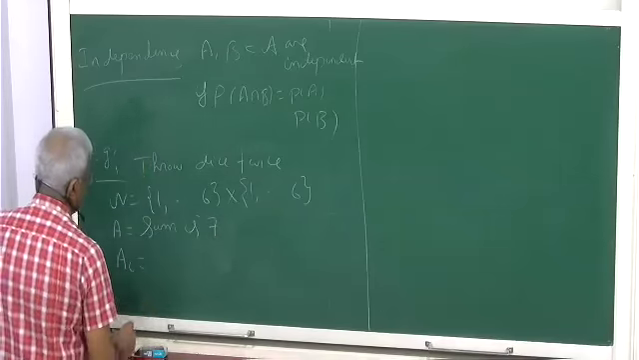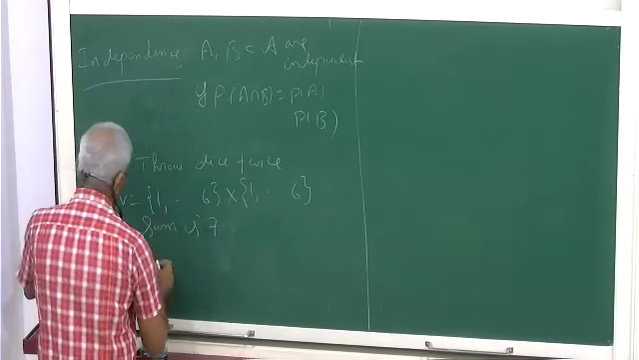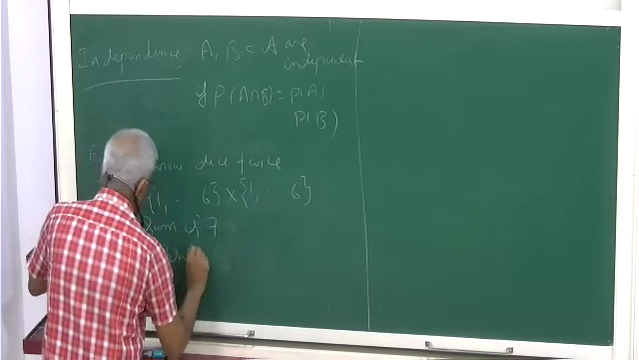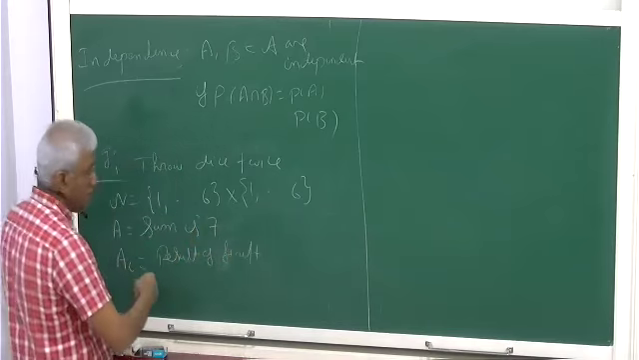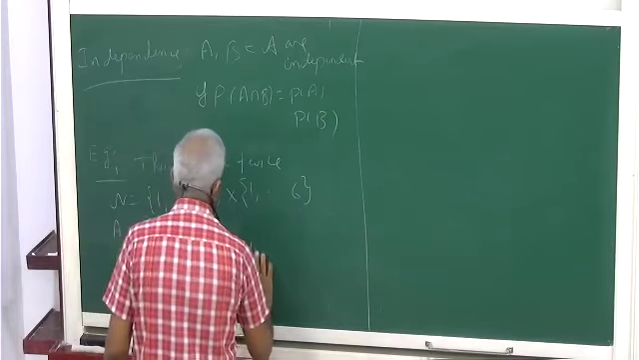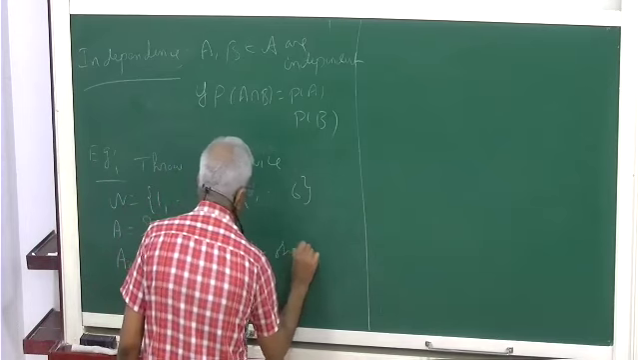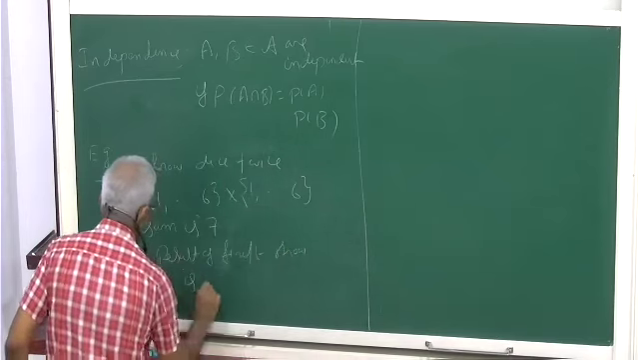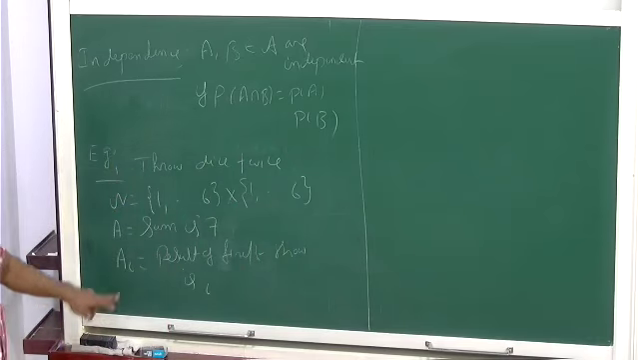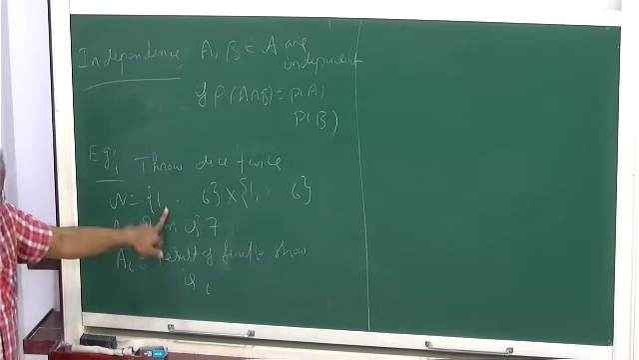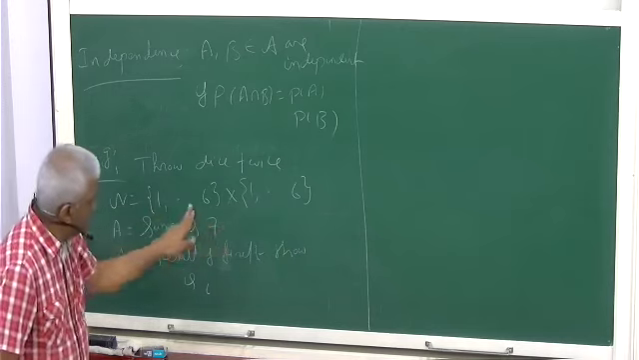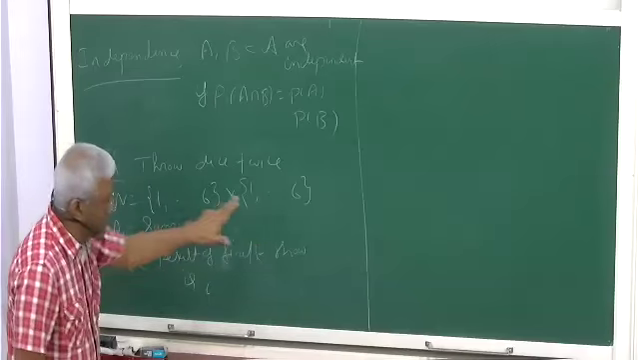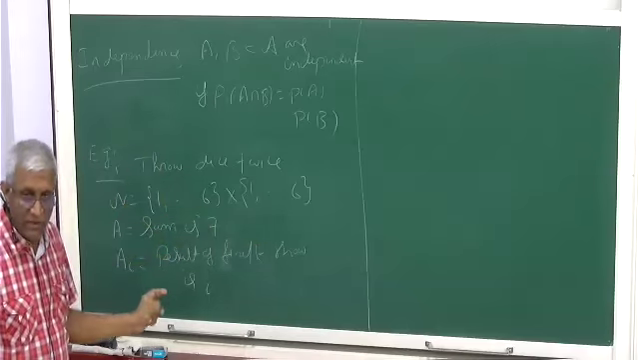Let A be the event that the sum is 7 when you add in both the throws. Let A_i be the event that the first throw is i. Then you can see that P of A_i for any i is going to be 1 by 6. Probability of sum is 7: there are 6 such outcomes, 1 plus 6, 2 plus 5, and so on. There are 6 of them. That is also 1 by 6.